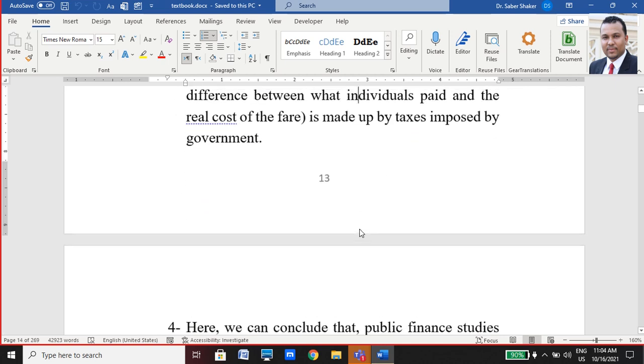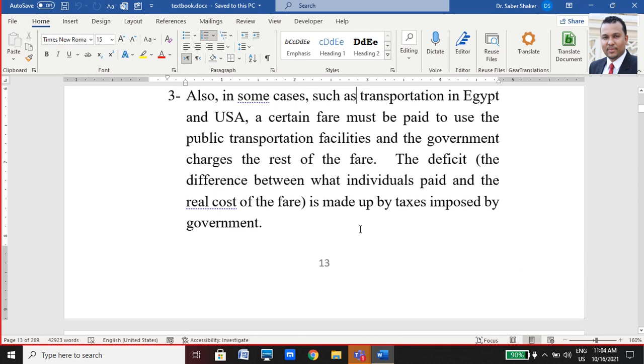Another case, number 3. When we talk about transportation, in our public transportation in Egypt, if the price you pay for a ticket is not equal to the real cost, in this case there is a subsidy from the government. So the subsidy from the government makes a burden for the public budget in Egypt.